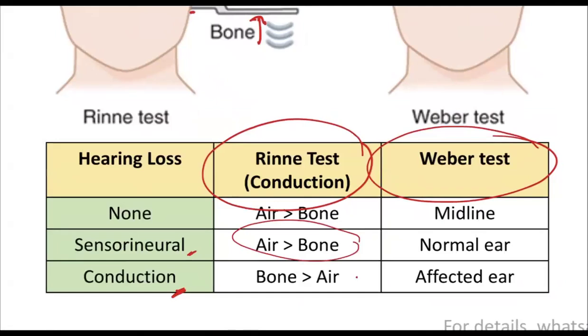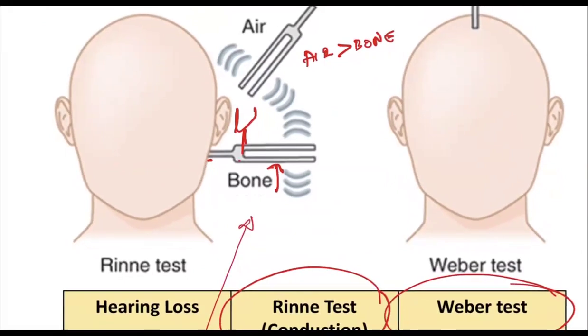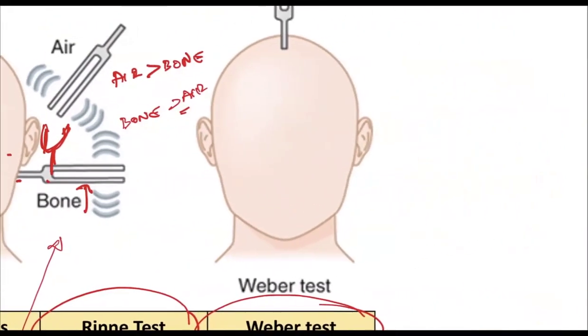In conduction deafness, bone conduction will become better than air conduction. So what will be the finding? In conduction deafness, when you place the tuning fork over the mastoid process, he'll be hearing. Then you ask him to tell you when he stops hearing. Once he stops hearing, you place it in front of the ear. He'll not hear anything. That indicates that bone conduction is better than air conduction, which is seen in conductive hearing loss.